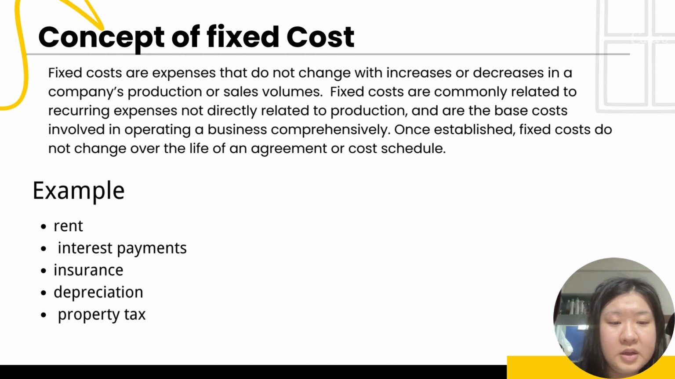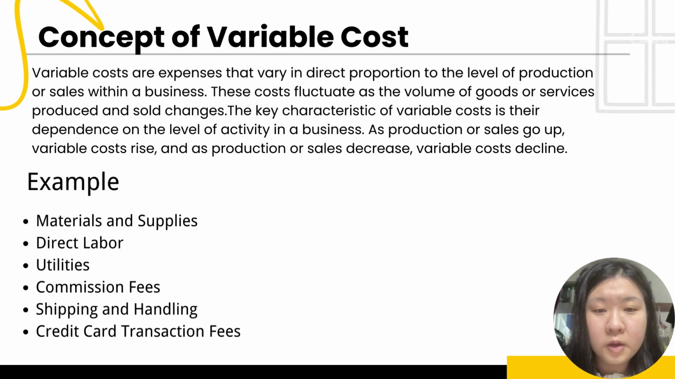They include expenses like rent, insurance, interest payments, depreciation, and property tax. And then we're going to talk about what variable costs are. Variable costs are expenses that change in proportion to the level of production or sales. Examples include materials, labor, and overhead that vary with the level of output.